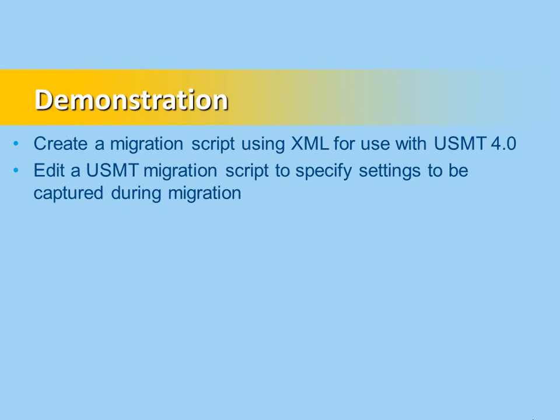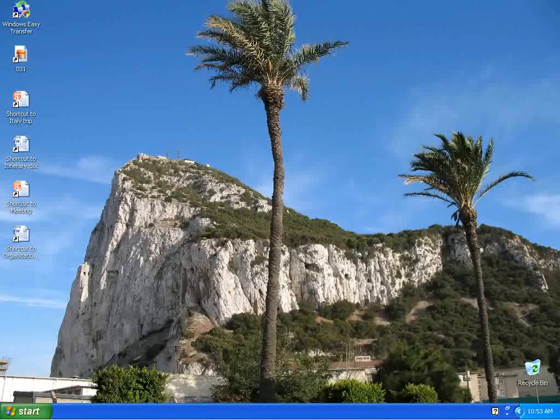Now in this demonstration, we're going to be planning the migration by building some USMT 4.0 migration scripts. But before we do that, I want to examine the USMT template files. So remember, USMT 4.0 includes two command line utilities that use XML-based migration scripts to assist the automation of the migration process. In this demonstration, we're going to build the USMT 4.0 scripts that will be used to migrate the files and settings for all the users from a Windows XP computer onto a Windows 7 computer.